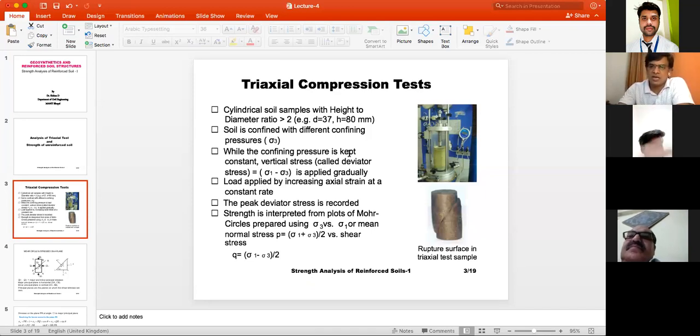Generally, we call it that. And nowadays, the technology is there. Instead of the solid cylindrical sample, we can test a hollow cylindrical sample also. Of course, that is beyond our scope.